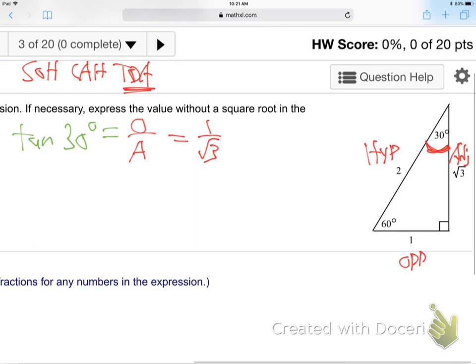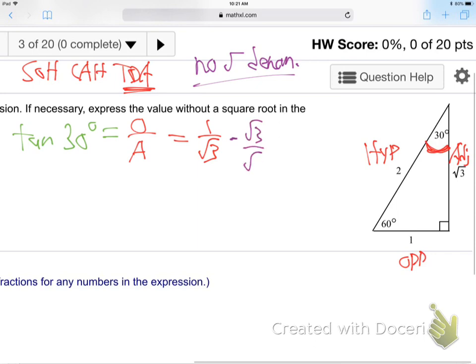Now, you're not supposed to leave roots in the bottom, huh? Remember that from algebra? We never leave roots in the bottom. So that's the right answer, it's just not cleaned up. I can't leave roots in the bottom. So no roots in a denominator. So what do you do then to get rid of that root from the denominator without changing the value of the problem?